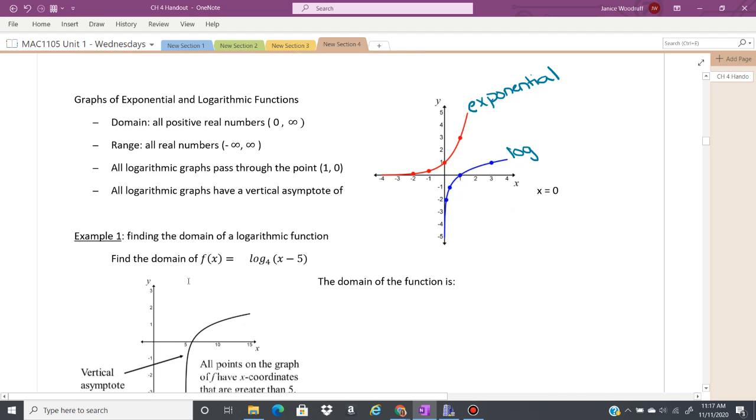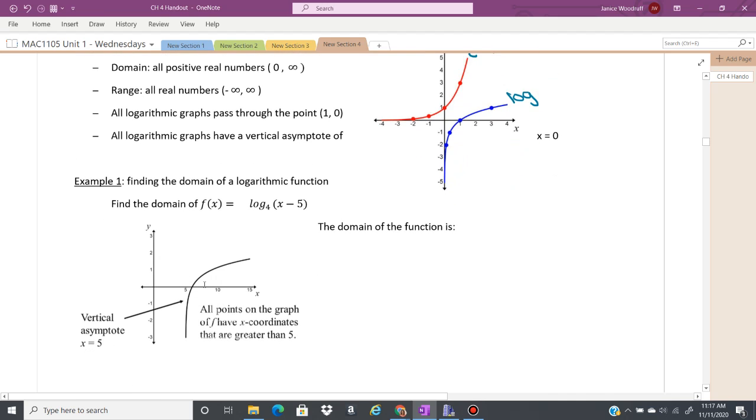Finding the domain of a logarithmic function is really easy. All you have to do to find the domain and the asymptote of a logarithmic function is take whatever's in the parentheses in your answer part, and set it greater than 0. Or sorry, just greater than 0, not or equal.